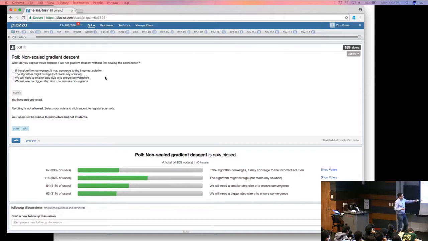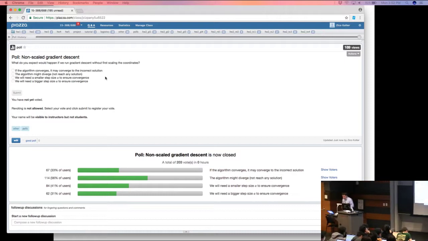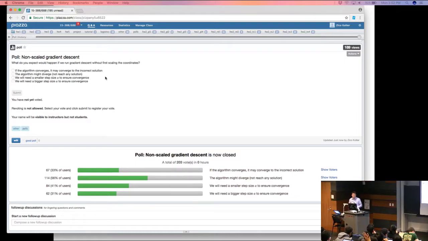I'll actually answer this last one. In this case, where the units were much bigger at first, you will need a smaller step size to ensure convergence. If your original units are very small, and you inflate them, then you will need a bigger step size. So both are possible, but in this case, you need a smaller step size. Okay, so why do you have a hard time converging just by picking a smaller alpha?